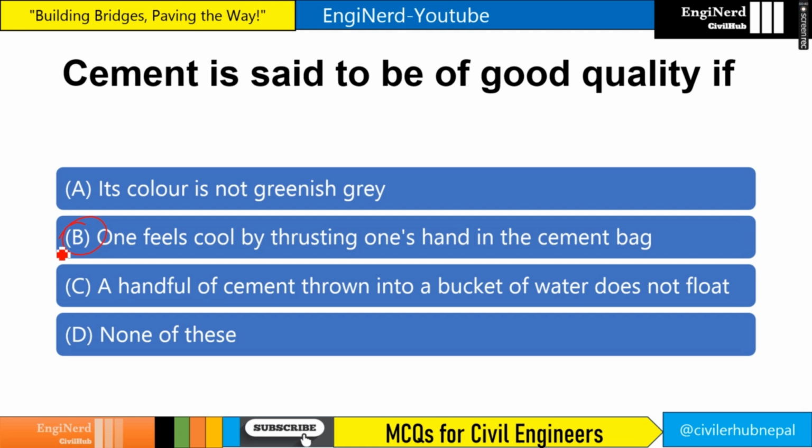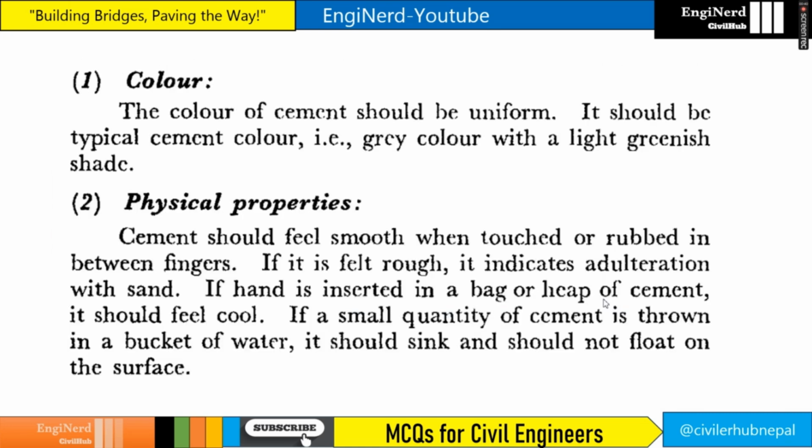A handful of cement thrown into a bucket of water does not float. So I think this particular one is debatable, because for the color it should be a light greenish shade, right? And in the physical properties, if a small quantity of cement is thrown in a bucket of water, it should sink and should not float on the surface. It is given like that, but for a certain initial time it should float, and only then it should sink, right?